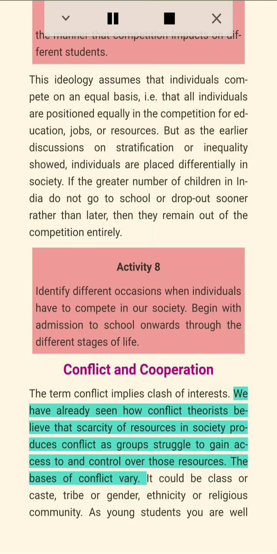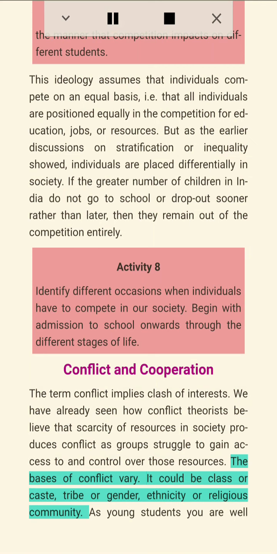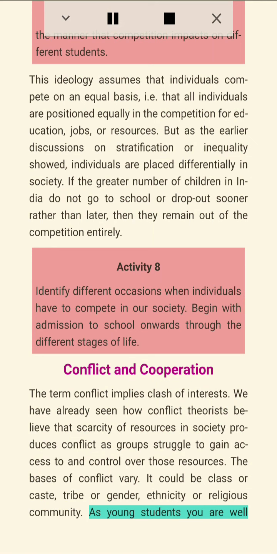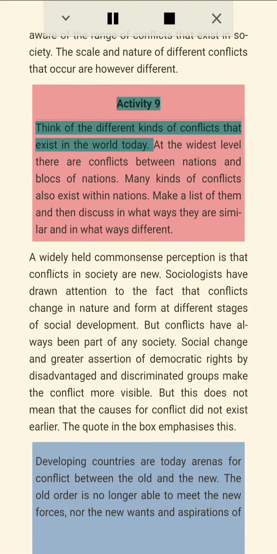Conflict and cooperation. The term conflict implies clash of interests. We have already seen how conflict theorists believe that scarcity of resources in society produces conflict as groups struggle to gain access to and control over those resources. The bases of conflict vary. It could be class or caste, tribe or gender, ethnicity or religious community. As young students, you are well aware of the range of conflicts that exist in society. The scale and nature of different conflicts that occur are, however, different.